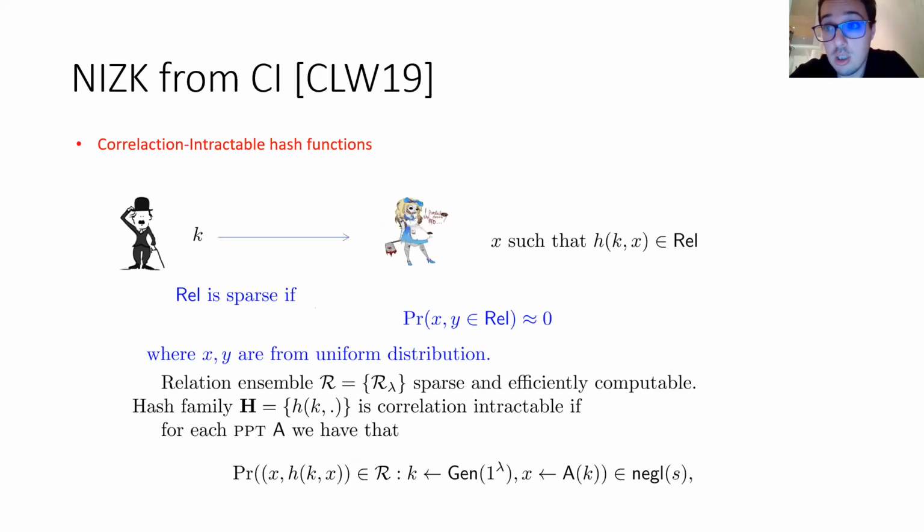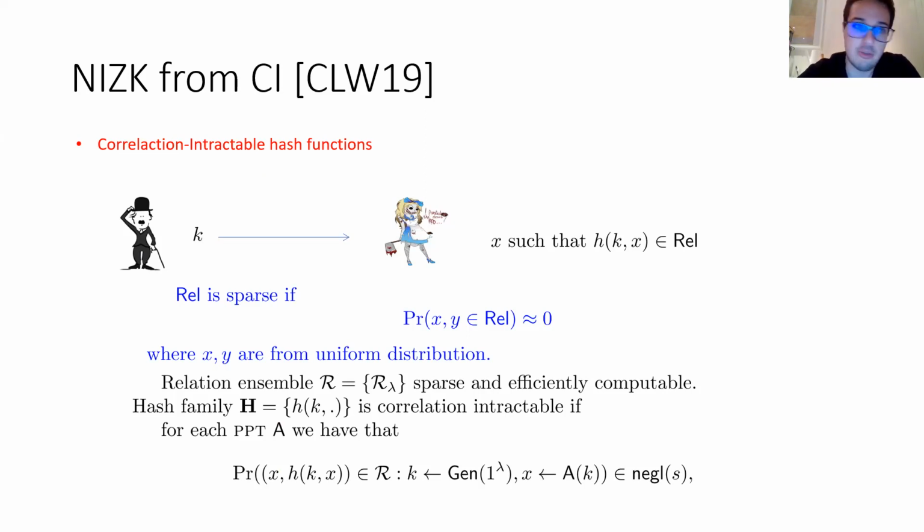Let's now move on to the NIZK-related results. First, I define a little bit more formally what Canetti, Lombardi, and Weeks did. A family of hash functions is said to be correlation intractable with respect to an ensemble of relations if, given a seed K and a relation, it's hard to find an X such that (X, H_K(X)) is in the relation. Moreover, a relation is sparse if the probability to uniformly sample a couple in the relation is negligible.